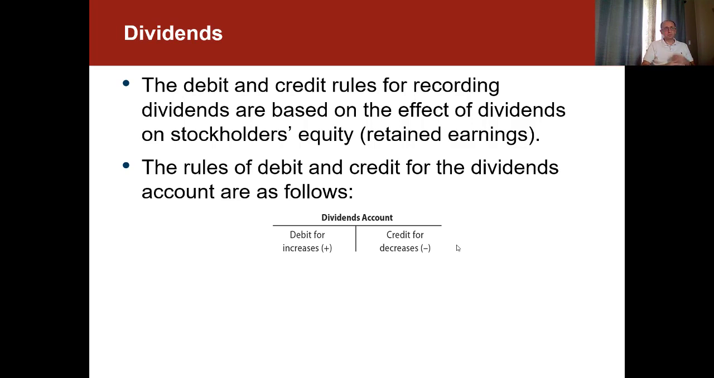So it's an easy way for me to remember that dividends are recorded when they increase on the debit side. So again, the debit and credit rules for recording dividends are based on the effect of dividends on stockholders' equity, which is, by the way, we're relating it to retained earnings because dividends have an impact on retained earnings, which is part of stockholders' equity.